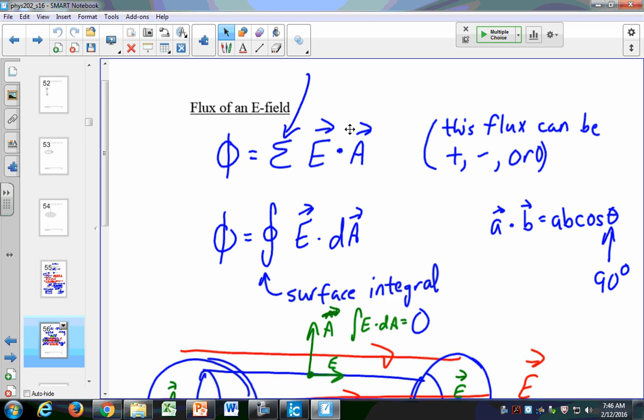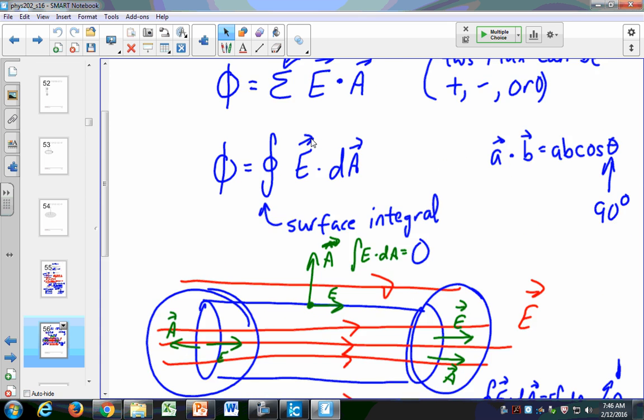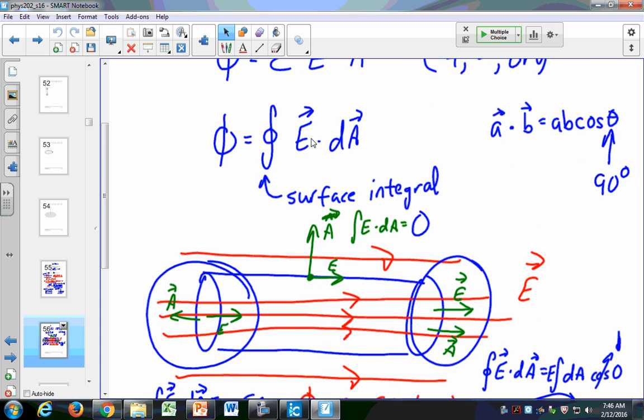We defined this flux as being the sum of the dot product of E and A, where E is our electric field and A is the area. The area vector will always point perpendicular to the surface. So for example, here where I have a cylinder, the area vector always points perpendicular to the surface, like this. Area vectors in those directions. And that's because we just define our area vector in that way. And then our electric field is what it is. In this case, our electric field runs left to right.